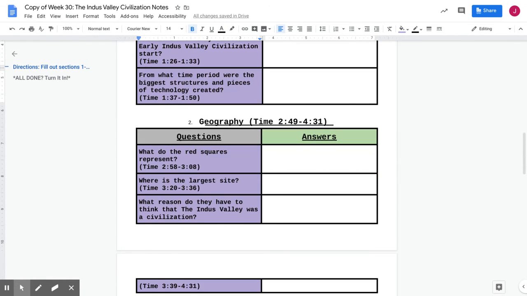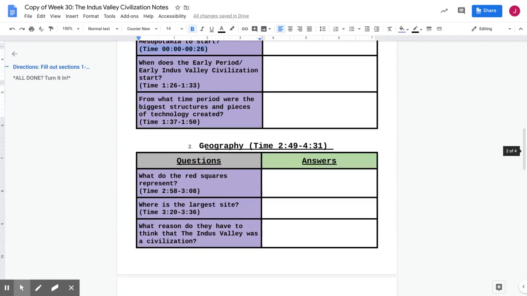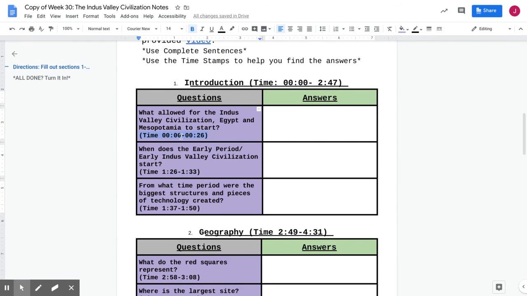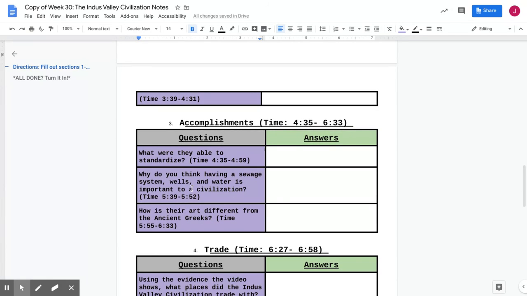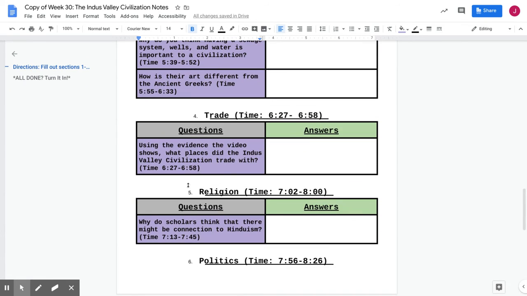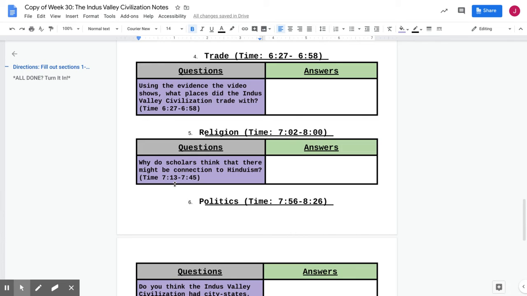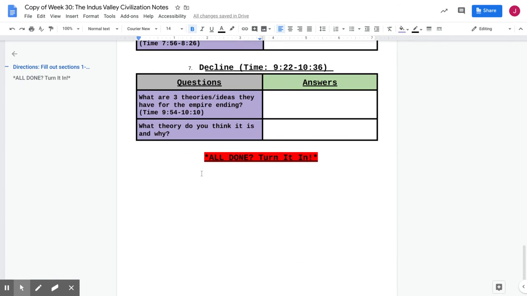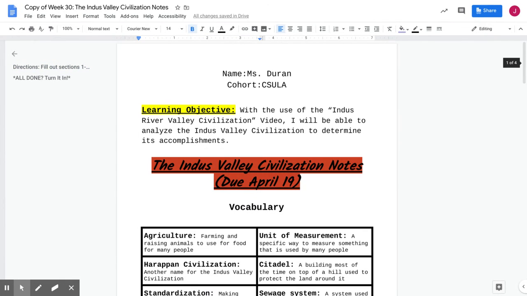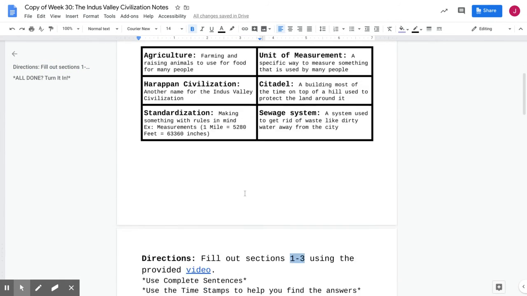You have, I think, a good amount of questions. So there's 3 questions for the introduction, another 3 for the geography. Accomplishments is 3, trade only has 1 question, religion 1, politics 1, and the decline 1. And when you're all done, make sure you turn it in so that you can get all of your points.